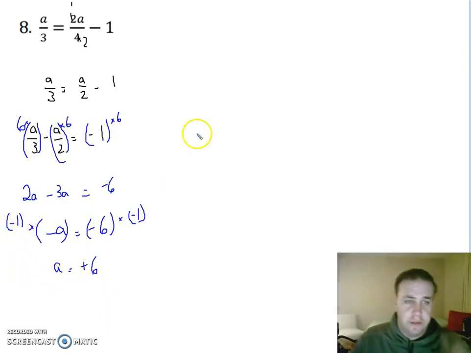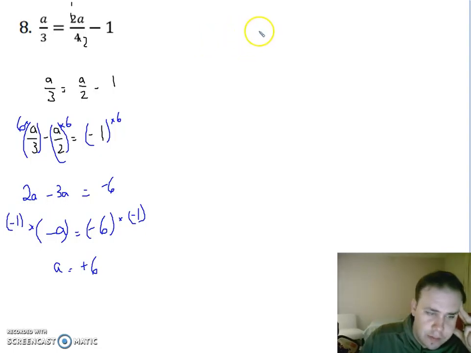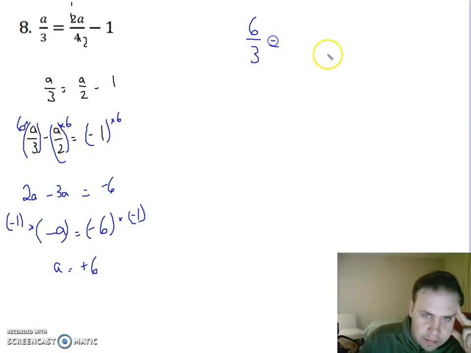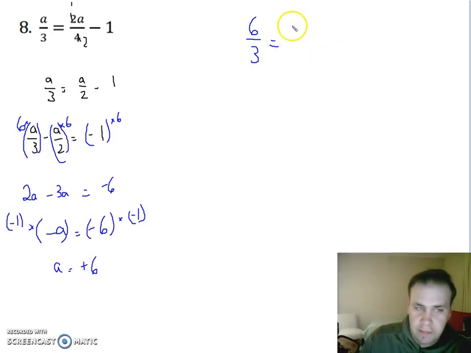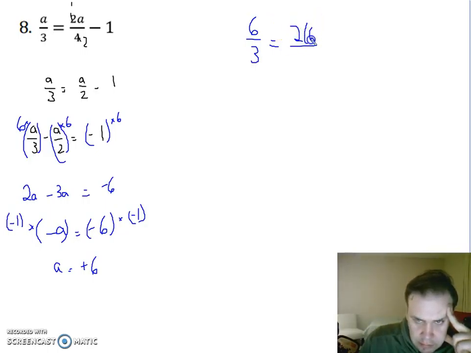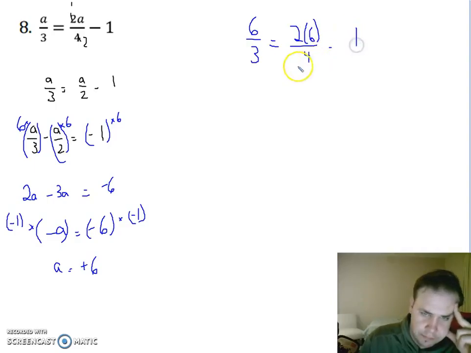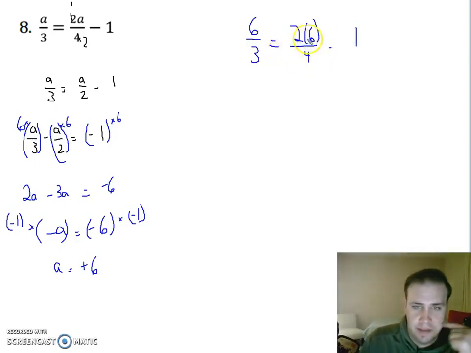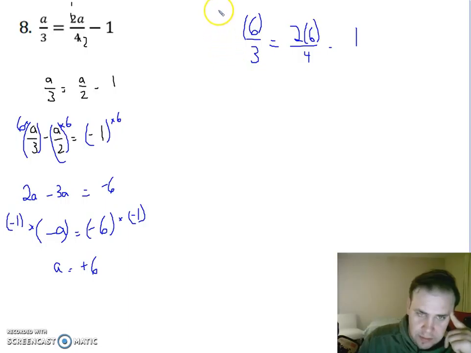Let's verify our solution here quickly. So if I have 6 over 3, that should be the same as, like I said, I could, I guess, do 2, 6, 4. So I'm just going back to my original question here, putting in the value of 6 where a was.